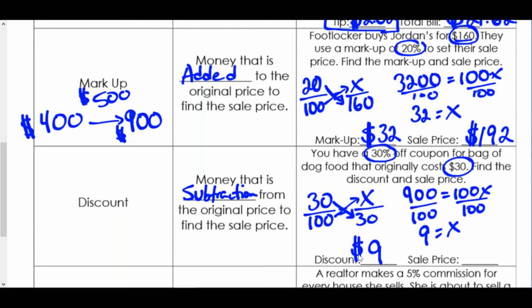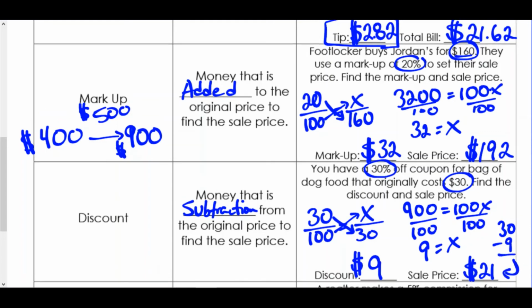So if I were to ask you how much money would you save, you would say $9. If I would ask you how much would you get this bag of dog food for, it would cost you $21 because it originally cost $30. We're saving $9. That gets us down to a final sale price of $21.